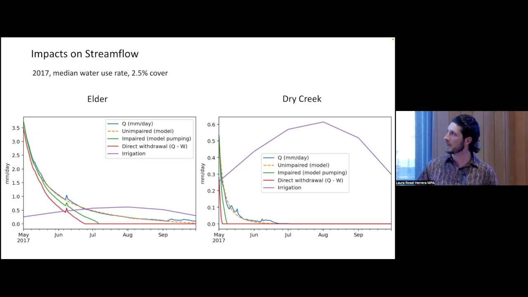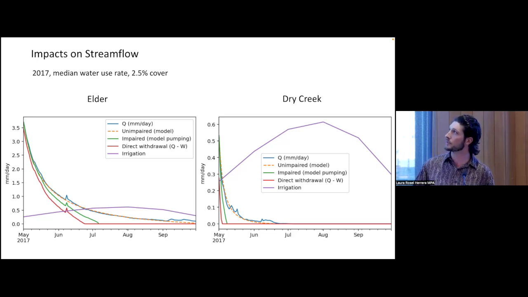Our different lines represent different scenarios. The blue line is just measured discharge in both of our streams. The dashed orange line is our modeled hydrograph. You can see that that tracks the blue line pretty well, which we were excited about. That means our model performance is pretty good. The green line represents an impaired hydrograph that's entirely due to cannabis farms pumping water from the groundwater table. And the red line represents direct surface water withdrawals by farms to irrigate their crops.